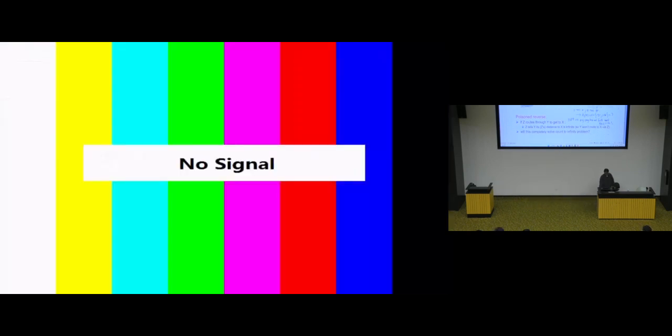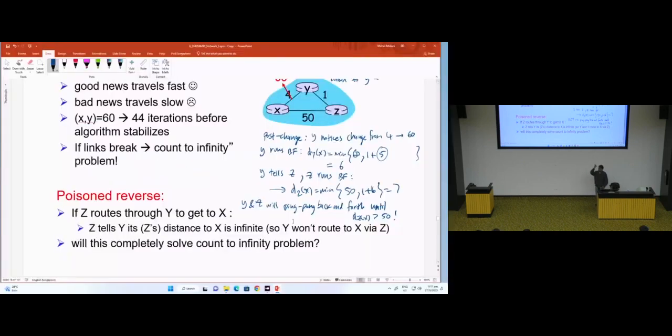Okay, so if that's the problem, then there's a solution that has been proposed called Poisson reverse. So in Poisson reverse, if Z uses Y to get to X, then when Z tells Y what its cost to X is, it will say it's infinite. Right? So if Z, like pre-change, uses Y to get to X, and DZX is 5, rather than telling Y DZX is 5, it tells Y DZX is infinite. What's the reason? So Y will not use Z to get to X.